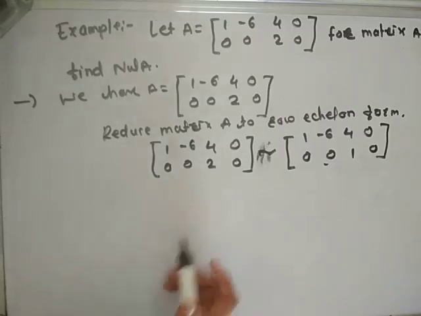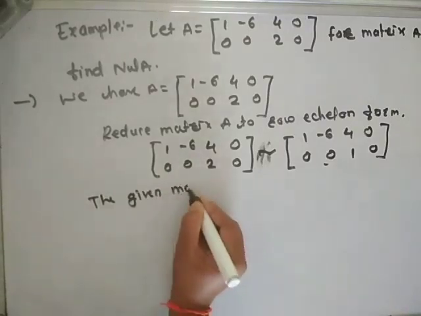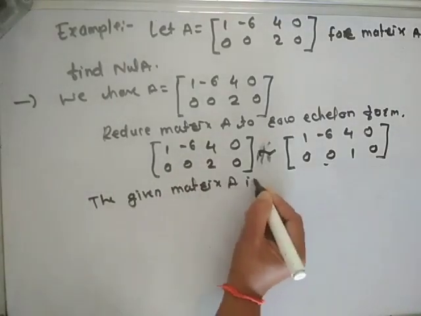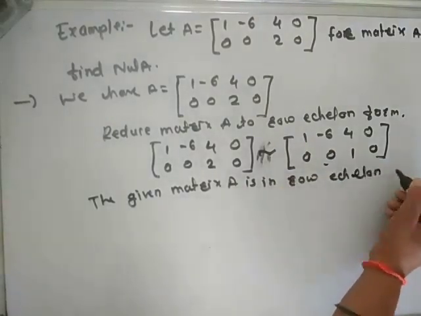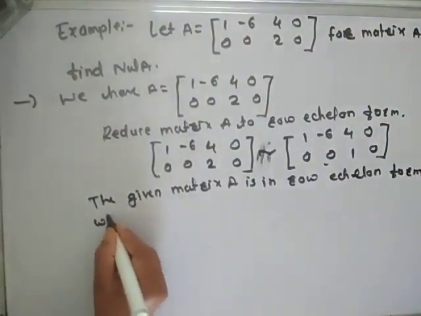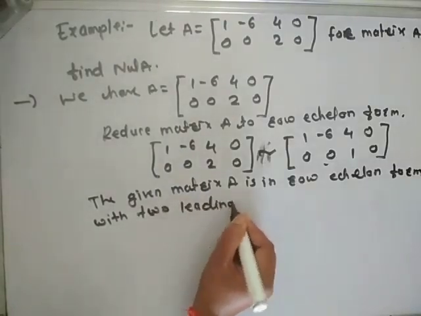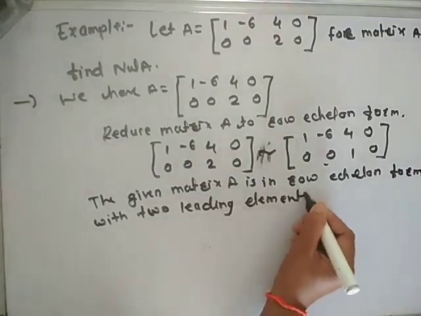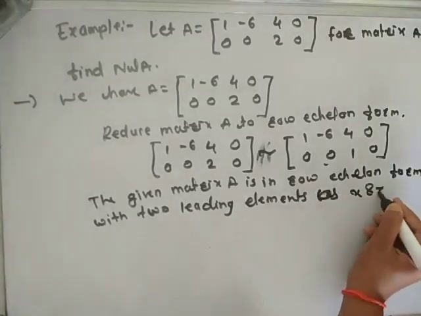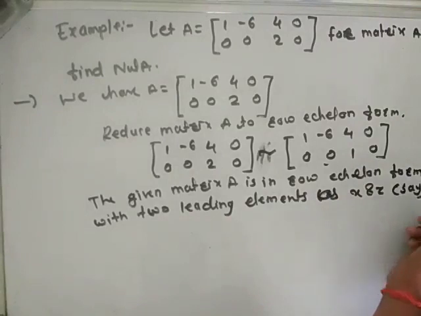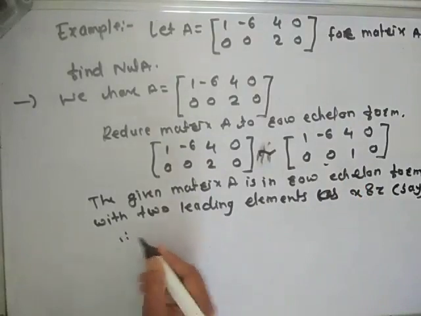Okay, so the given matrix A is in row echelon form with two leading elements x and z, or we can say x1, x2, x3. That doesn't matter.